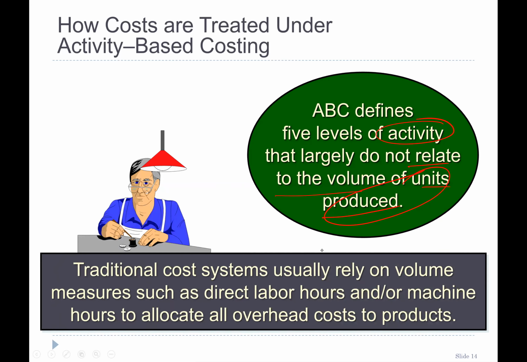employing the ABC. So traditional cost systems usually rely on volume measures such as direct labor hours, machine hours, to allocate all the overhead cost to products.